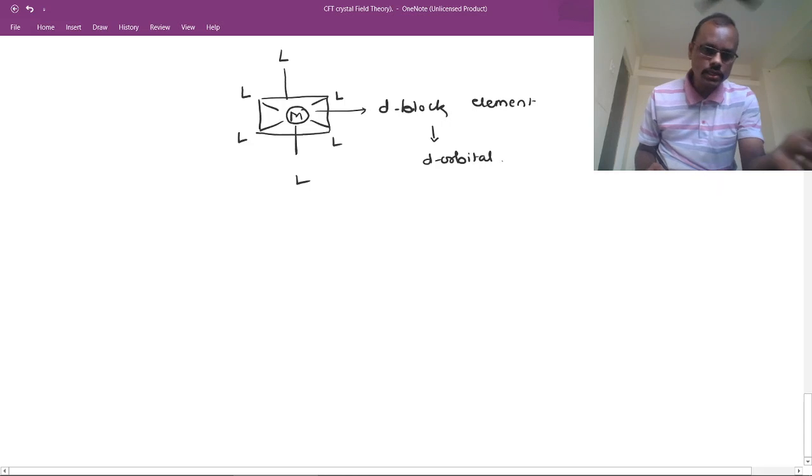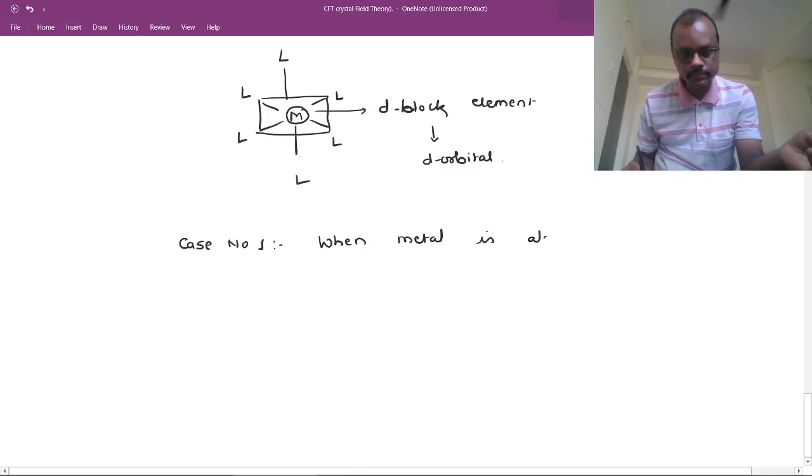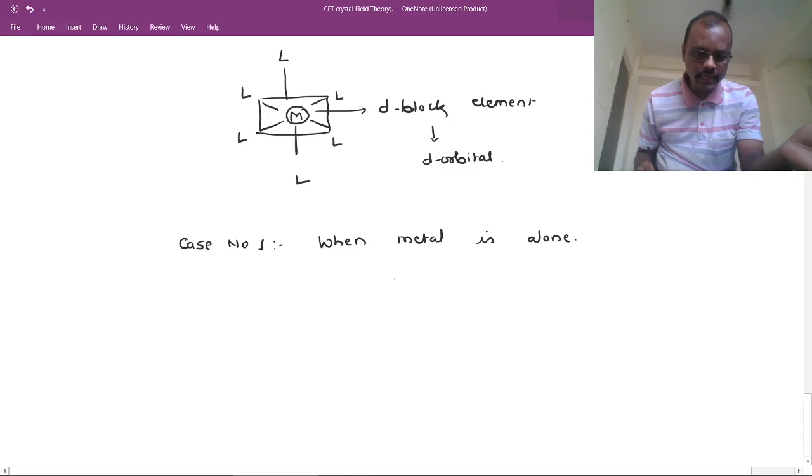Now here in CFT, we have to see the splitting of d orbital. The first thing is we have to consider two cases. Case number one is when the metal is alone.